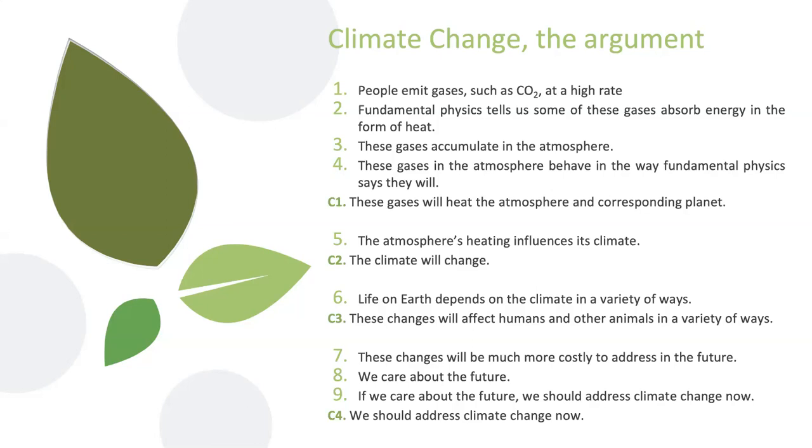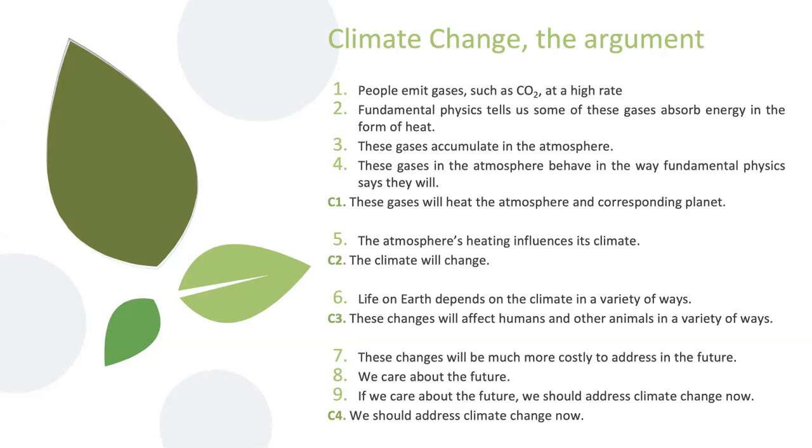So this is the argument as cleanly as I can make it. Conclusion 1 is anthropogenic global warming. Anthropogenic means human caused. Premise or conclusion 2 is climate change. Anthropogenic climate change. Conclusion 3 is that this will affect our ecosystem. And conclusion 4 is a moral imperative that we should do something about it.